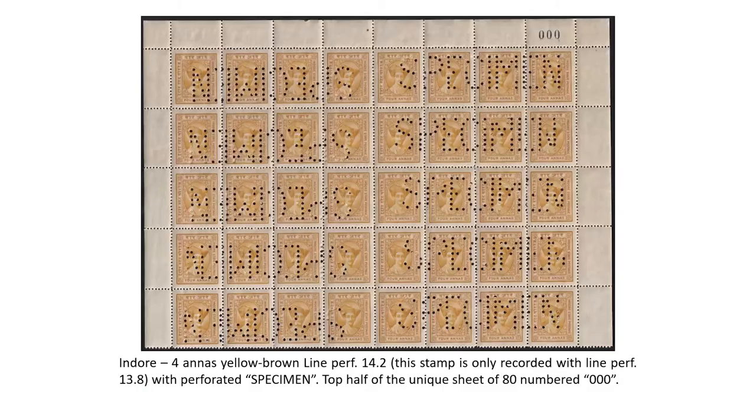If you remember, I talked about Perkins Bacon retaining one sheet of everything they produced. Well, I don't know if they did that for every colony and every country they printed stamps for, but at least when it came to Indore, they retained the first sheet, which has a serial number of 000 on the top right-hand corner. And they perforated specimen and kept it in the archives. And this happens to be half a sheet. There were 80 stamps.